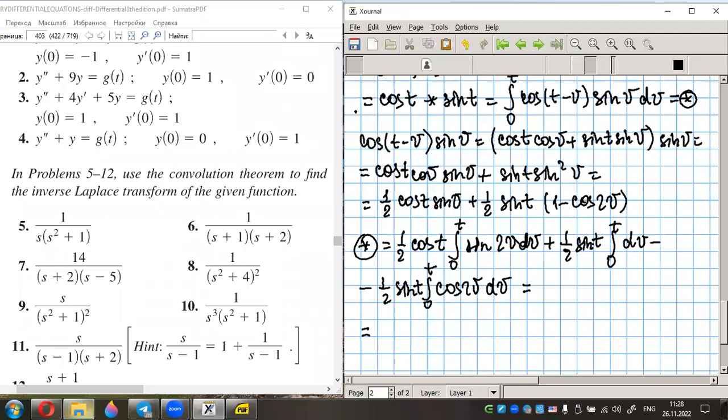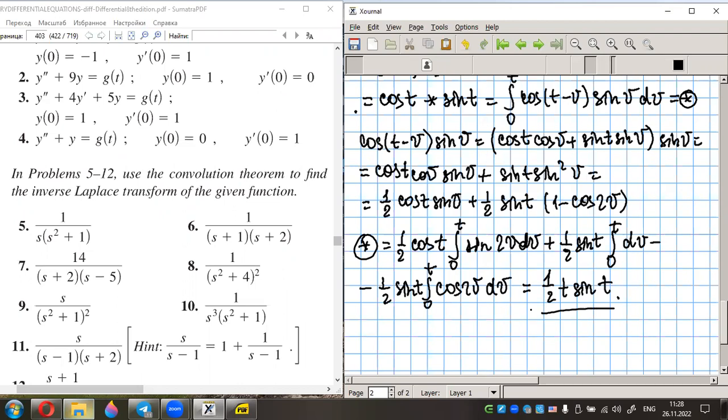This is not a hard integral. I write the answer. We obtain here 1 over 2 t times sine t. This is the answer. This is not a hard integral. You can solve it yourself.